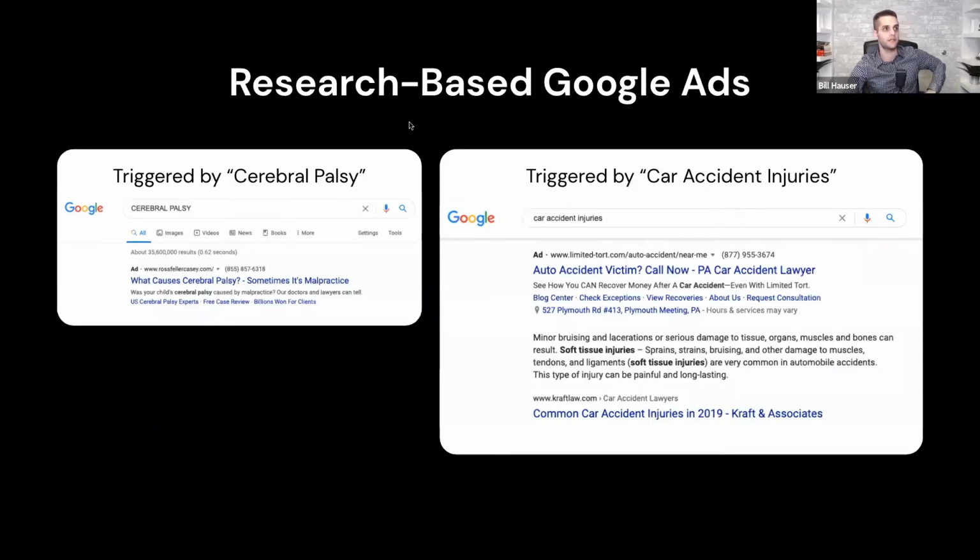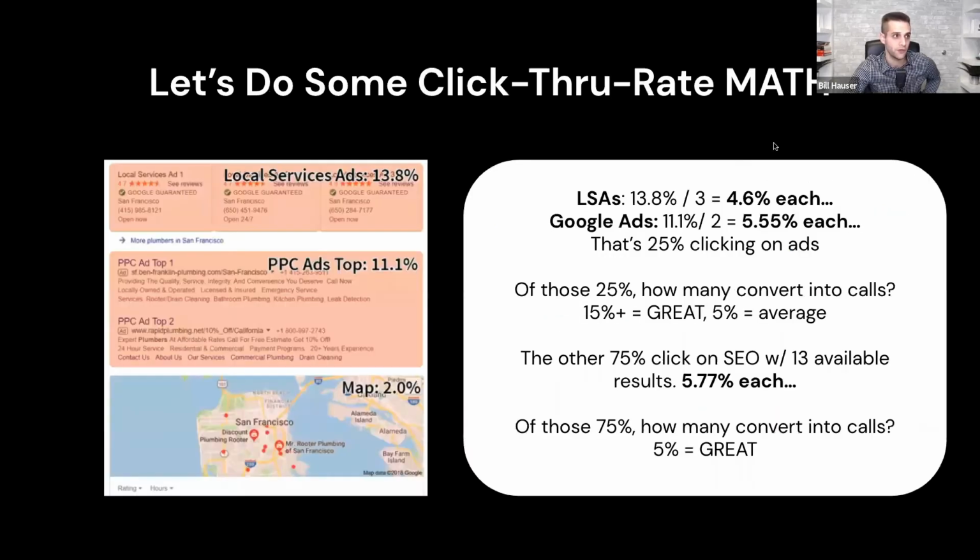Then we have research-based Google ads. Some people, for example, if their child is injured with cerebral palsy and they want to hire a medical malpractice lawyer, will just type in cerebral palsy causes, cerebral palsy malpractice. These are research terms. So you can see here a research term, cerebral palsy. And some people may not type in car accident lawyer. They may type in things like car accident injuries, car accident settlement, what to do after car accident. These are research-based Google ads. By the way, these research terms do not trigger local services ads. So this is a blue ocean opportunity for lawyers.